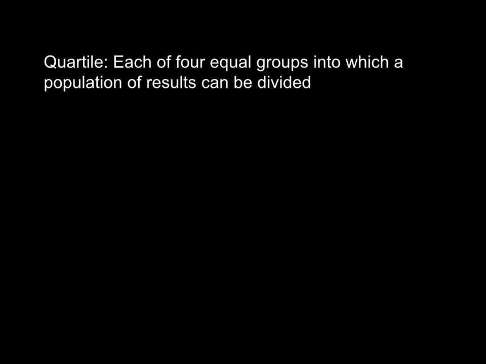Basically what we're going to do to find our quartiles, or our 4 equal groups, is find our median or our halfway point, and then find the median or the halfway point of each halfway point to get quarters. So let's begin. The first thing we need to do is find the median.